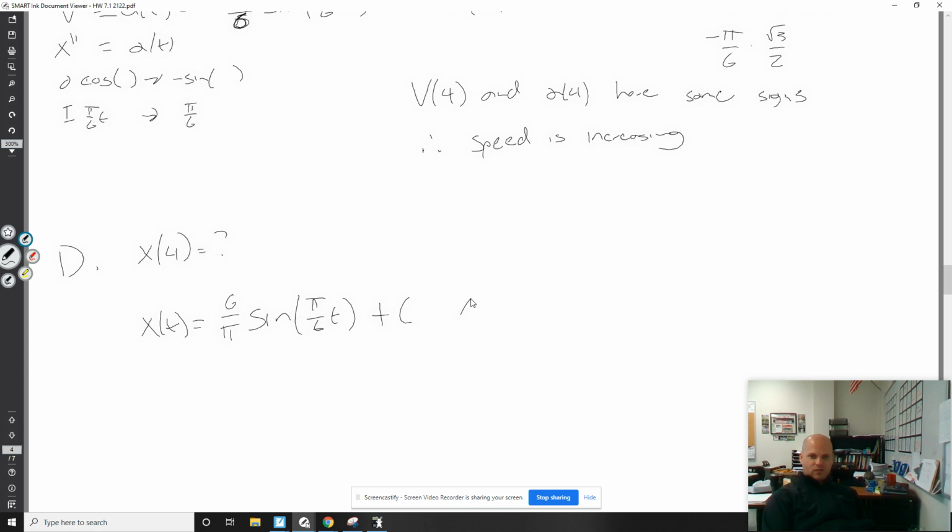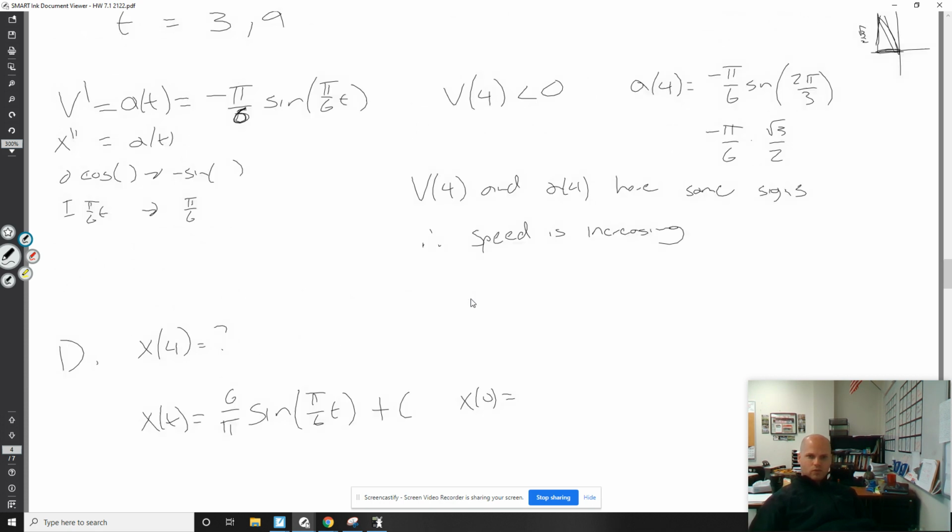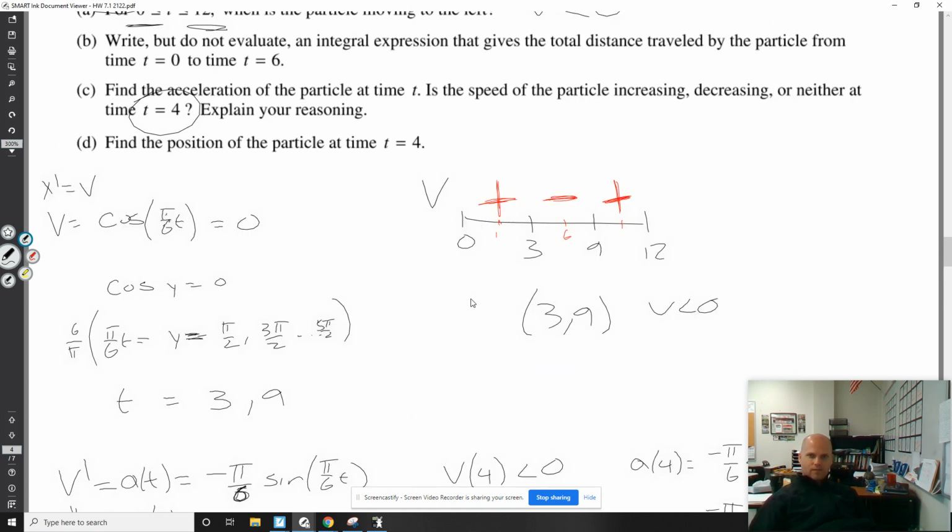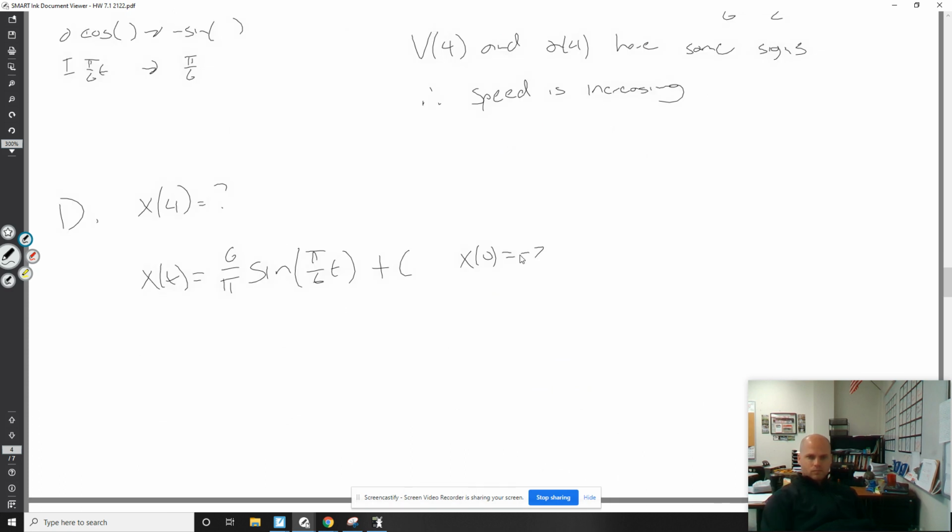We have x of 0 equals negative 2. X of 0, which is 6 over pi sine 0 plus c, equals negative 2. C is negative 2. X of t equals 6 over pi sine pi over 6t minus 2. X of 4 is, guess what?